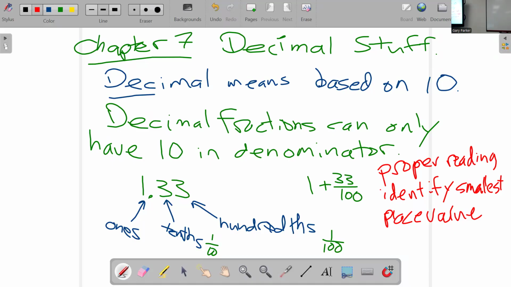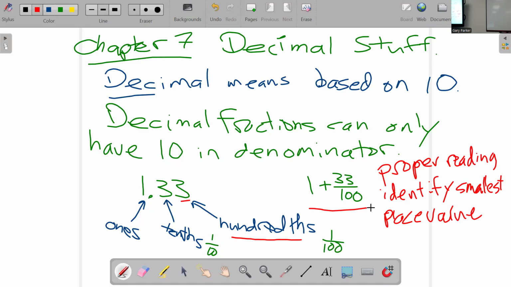Historically, we've been using this base 10 number system for a couple thousand years. Fractions we've been using longer. This idea of a decimal point and then stuff on the other side is a couple hundred years old. The biggest idea I just want to get across in this unit is identifying place values properly. So this number, slang version, is 1.33. The proper way to read it is identify the smallest place value. It's the hundredths. And so we would read it as 1 and 33 hundredths.